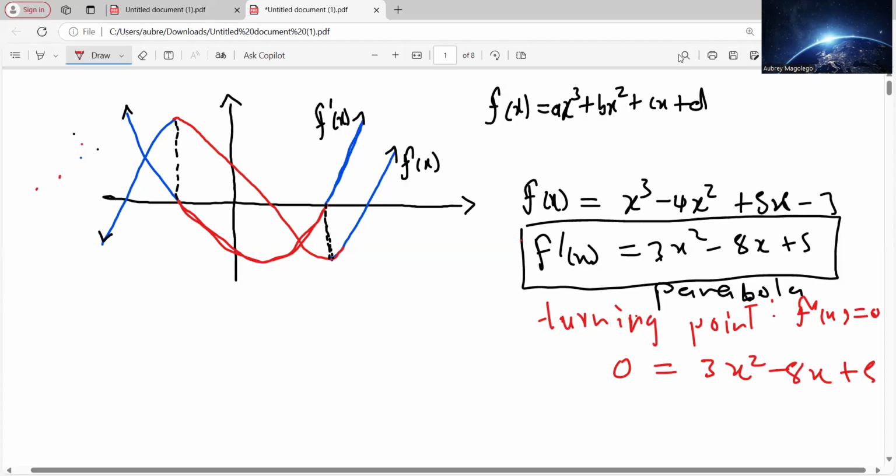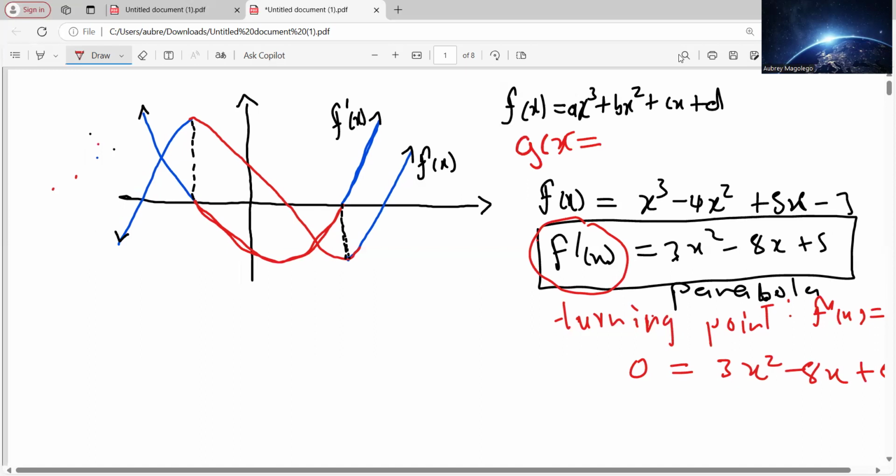But now let us take f prime and treat it as a regular or random graph. Let us say we are given another graph, g of x, which is equal to 3x squared minus 8x plus 5. Note that I just took that graph of f prime and treated it as a random graph. When we are given the graph of g, we can see that it is the same parabola which we found using the cubic function, which is the first derivative.